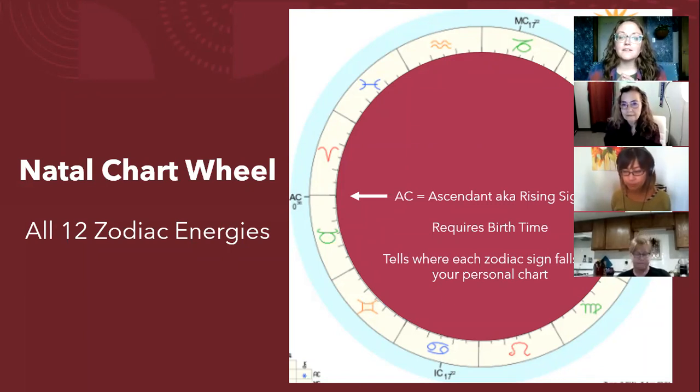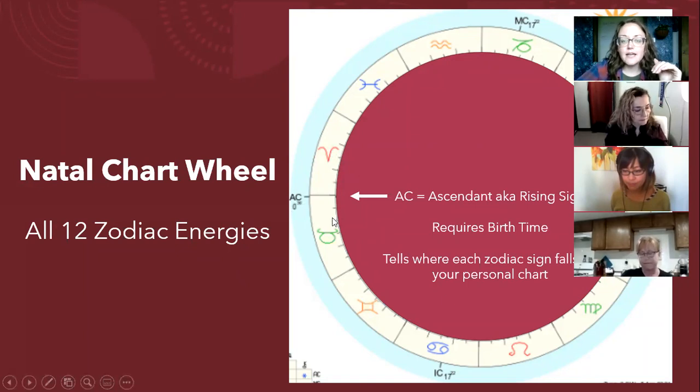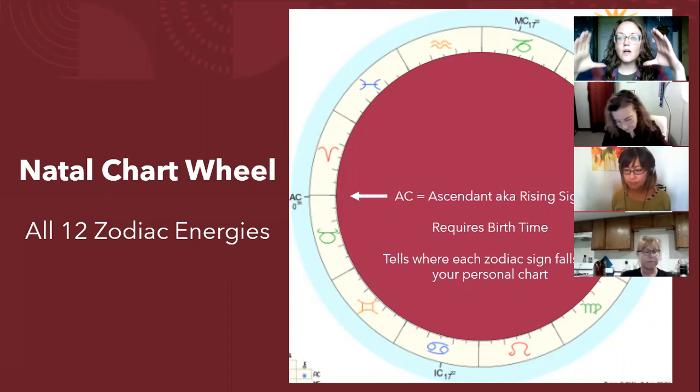So the wheel itself always goes in the same order. Like the first zodiac sign is Aries, and then Taurus, Gemini, Cancer, Leo, Virgo, Libra, Scorpio, Sagittarius, Capricorn, Aquarius, and Pisces. So they all go in that order every single time. On everybody's natal chart, that wheel is the same. It's in the same order. What's different about it is which sign is on the rising sign.